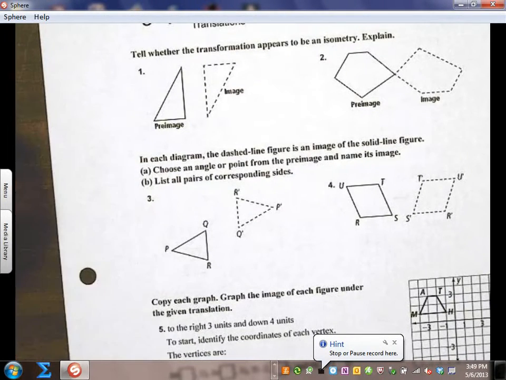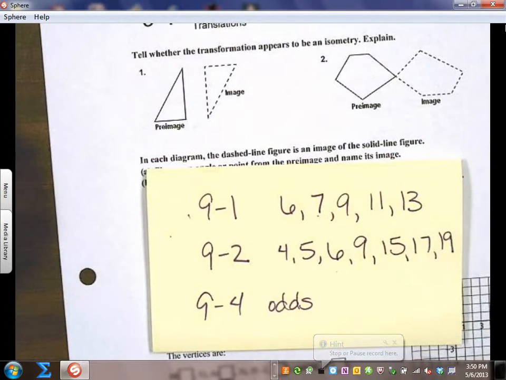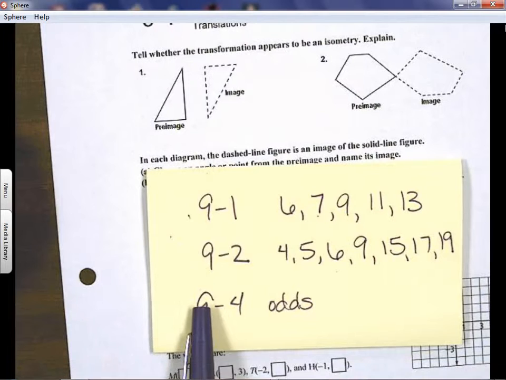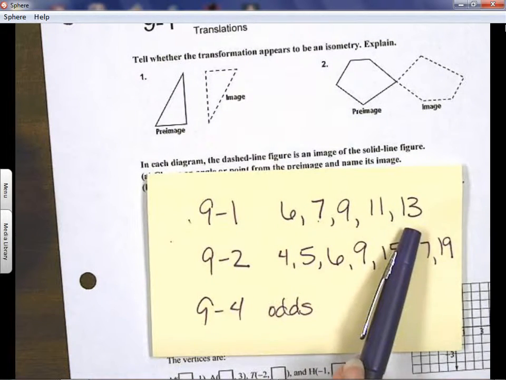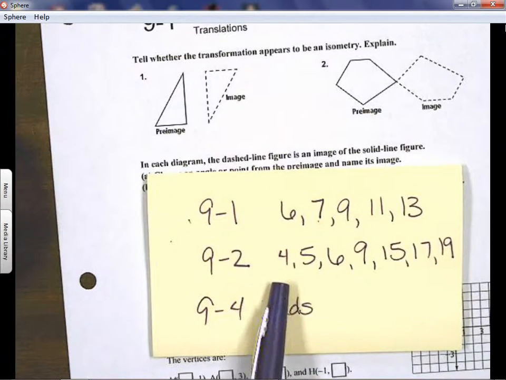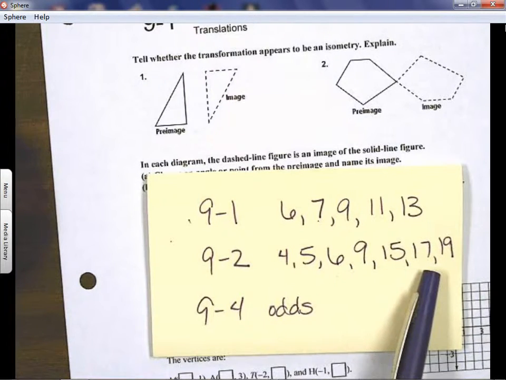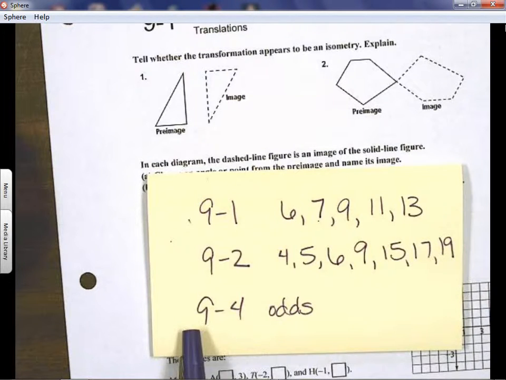I'm just going to slap this up here really quick so you know these are the problems you're supposed to have done. On 9-1, 6, 7, 9, 11, and 13. On 9-2, 4, 5, 6, 9, 15, 17, 19. And 9-4, you need to do the odds.